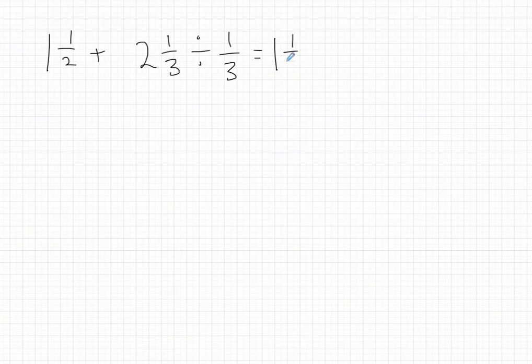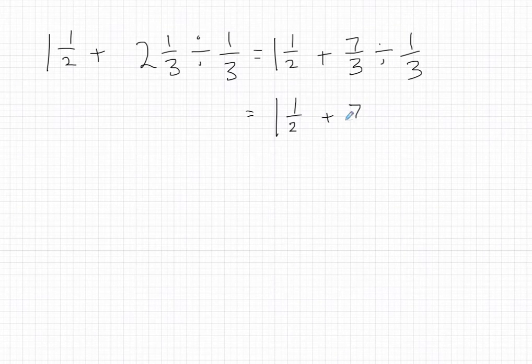Suppose we had 1 1/2 add 2 1/3 divided by 1/3. Now this is a wee bit of a trick question really. Remember you have to multiply and divide first. So I'd write this down as 1 1/2 plus. We're now going to do the division part. So 2 times 3 is 6, so it's 7 over 3. Divided by 1 over 3, which is 1 1/2. Not dealing with that yet.